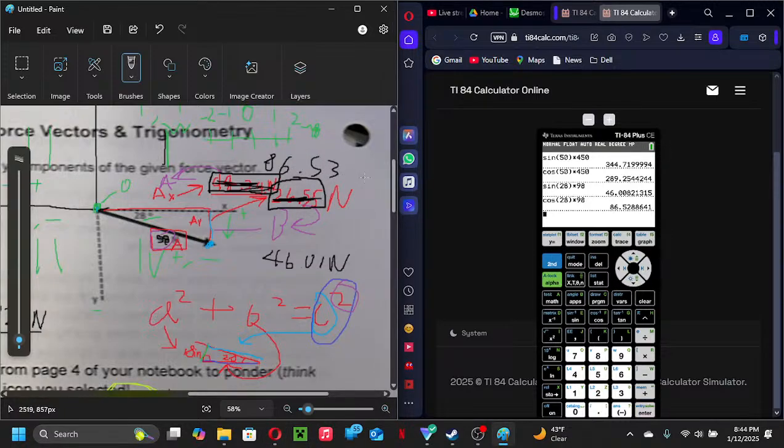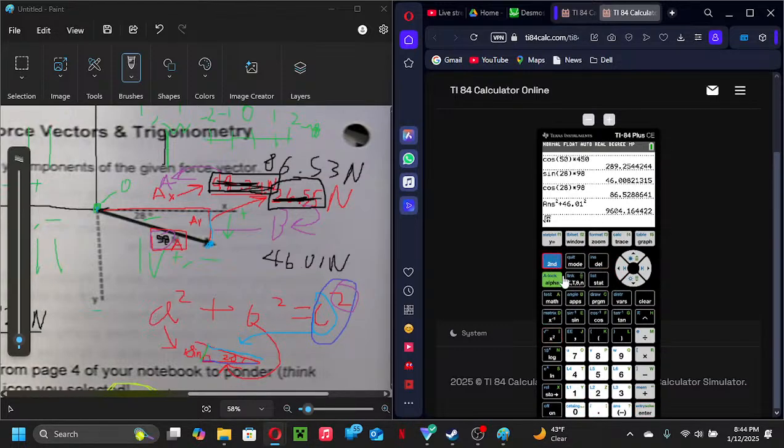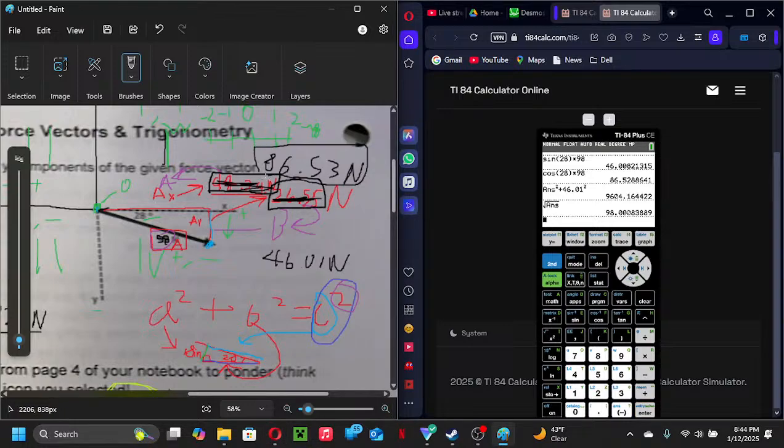And if you check these with the Pythagorean theorem, look, I'll show you. Second answer squared plus 46.01 squared. Second, square root of second answer 98. So these are actually correct, like for real this time. I just didn't put it in degrees. So that's the actual answer.